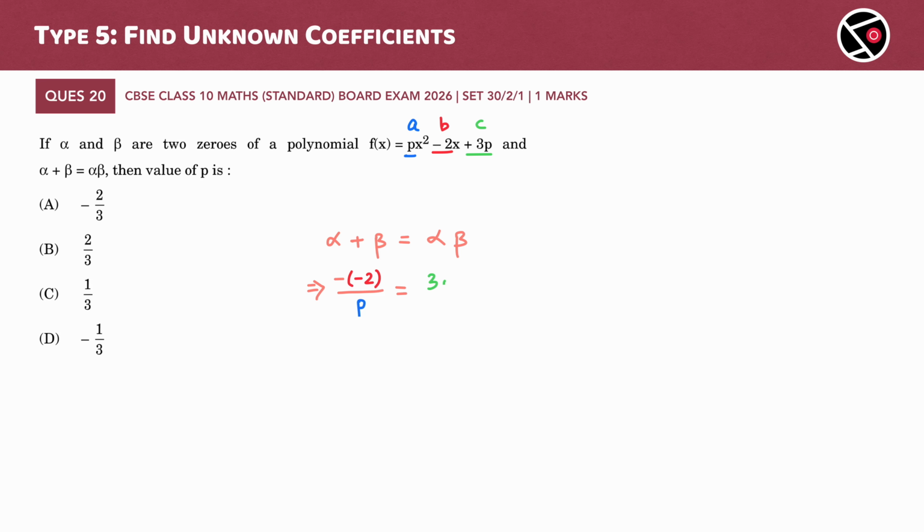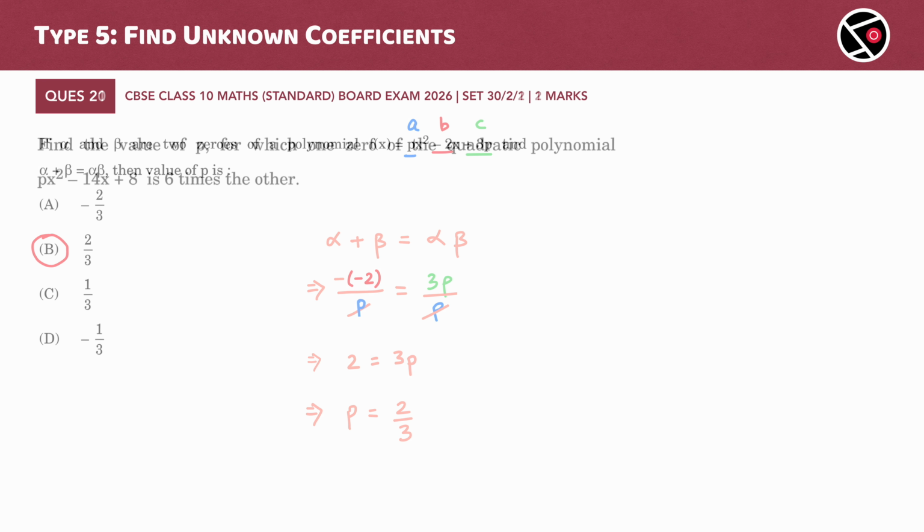We get 3p over p. p in the denominator cancels out. Minus of minus 2 is 2. So we have 2 equals 3p or p equals 2 over 3. Option B is our choice.